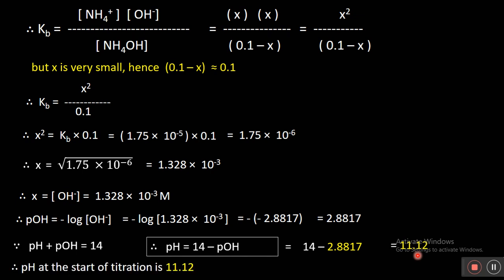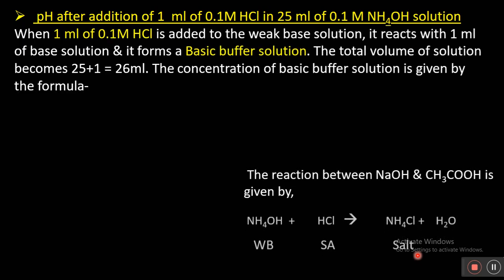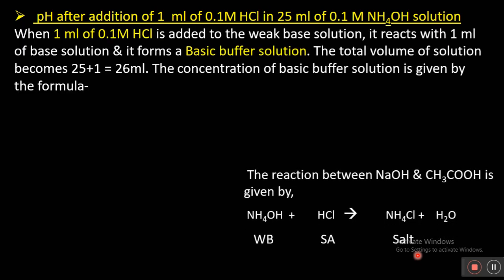Now, what will be the pH after addition of 1 ml of strong acid in 25 ml of weak base solution? Let us calculate that: pH after addition of 1 ml of 0.1 molar HCl in 25 ml of 0.1 molar ammonium hydroxide solution. When 1 ml of 0.1 molar HCl is added to the weak base solution, it reacts with 1 ml of base solution and forms a basic buffer solution.